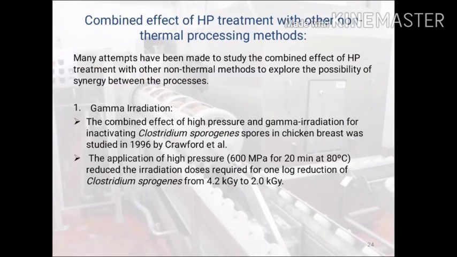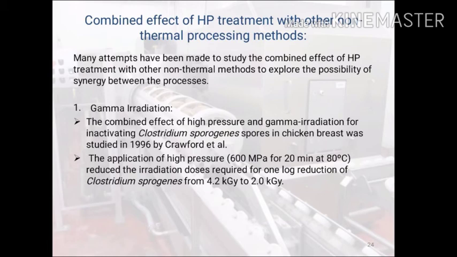From the previous slides, we know what is meant by high pressure processing, its process mechanisms, and its roles in processing so many food products in many food industries. So now let us have a look at the combined effect of this high pressure treatment with other non-thermal processing methods. Many attempts have been made by researchers to study the combined effect of high pressure treatment with other non-thermal methods to explore the possibilities of synergy between the processes.